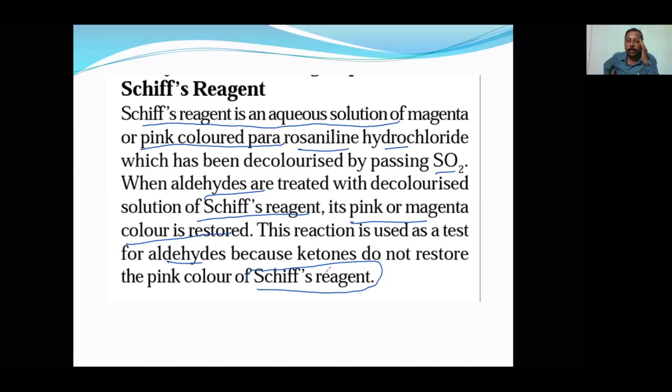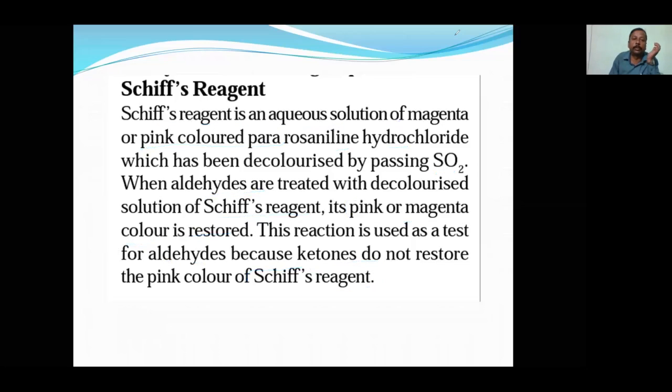Tollen's test gives a silver mirror, Fehling solution gives a reddish brown precipitate, Benedict solution gives a reddish brown precipitate, and Schiff reagent, the pink or magenta color will be regained. These are the four tests. Understood? And the reagents also, I think you all will remember.